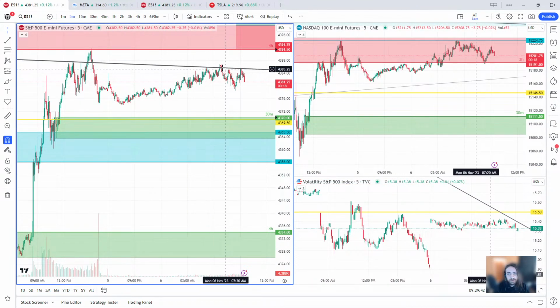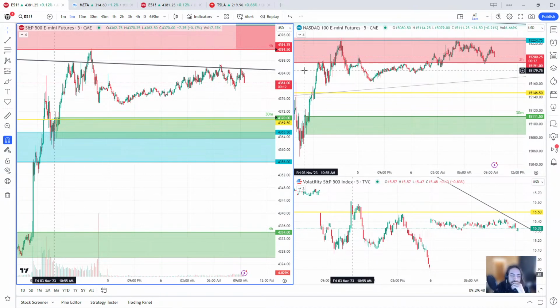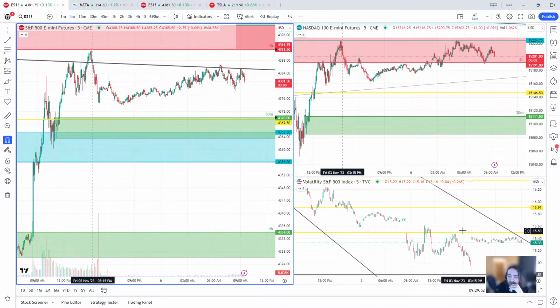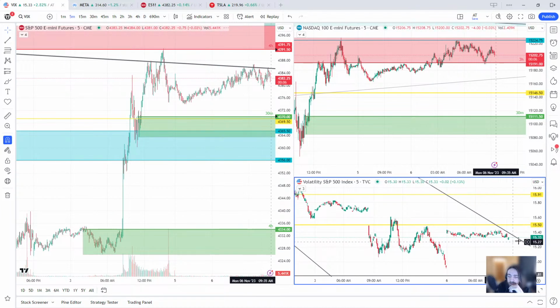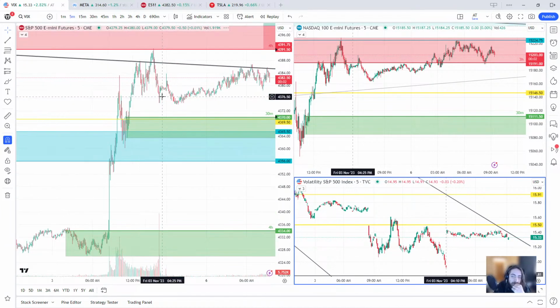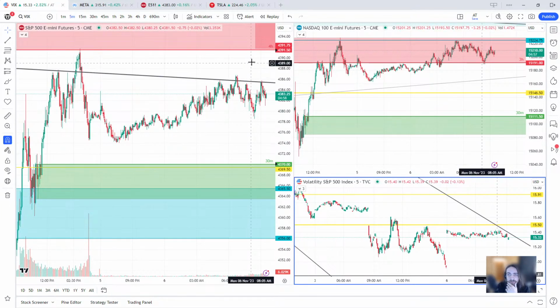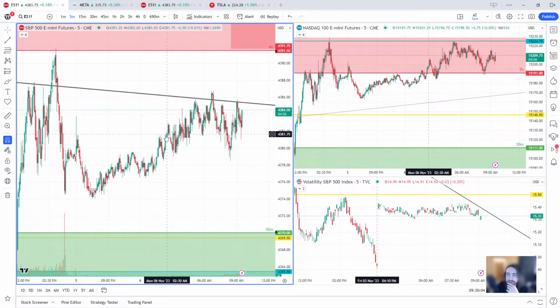Rejecting this trend line right now on ES. Nasdaq's making that lower high. Want to see where VIX is at. VIX is at this trend line that makes it look like it wants to push down. So I'm definitely thinking bears are lining up here. I do want to see this 4-hour supply zone though on ES.